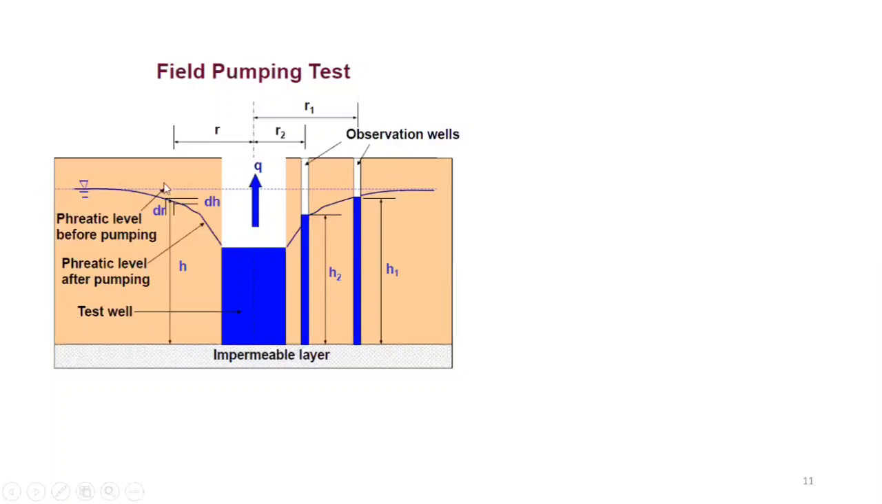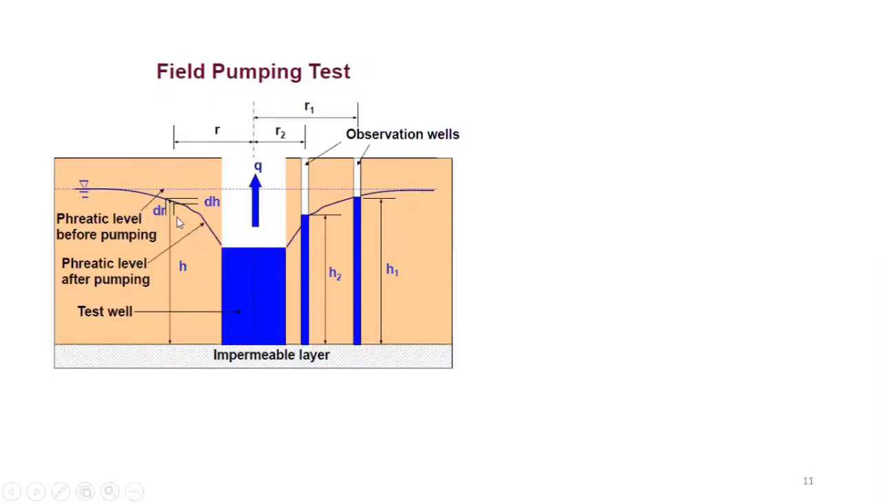If you see over here, this is the original water level, and then you have this test well or pump well where you will pump out the water at a certain flow rate. Then you have two observation wells or boreholes, kind of piezometers, I would say, at distances R2 and R1 from the center of this pumping well. Once you start pumping water, the original phreatic surface before pumping will go down, as a drawdown.